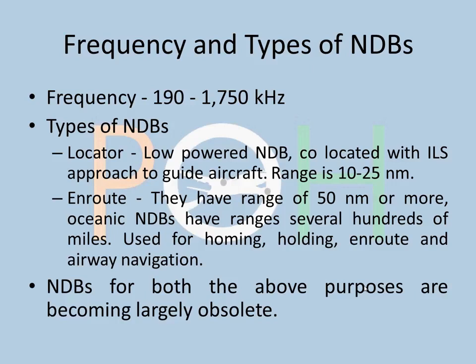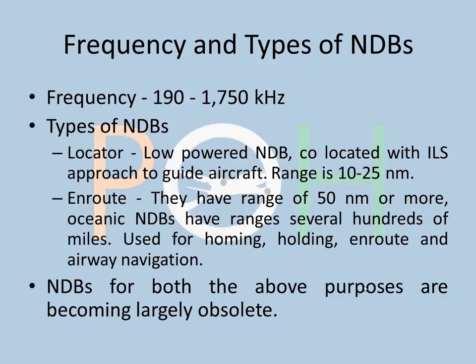Frequency and types of NDBs. Frequency is 190 to 1750 kilohertz, but most NDBs will be used between 250 to 450 kilohertz. Two types of NDBs: locator and en route. Locator are low powered NDBs co-located with the ILS approach to guide the aircraft onto the localizer. Range is about 10 to 25 miles.